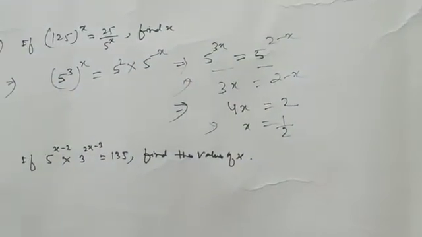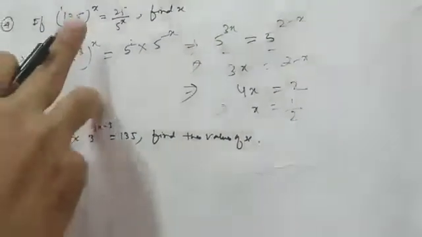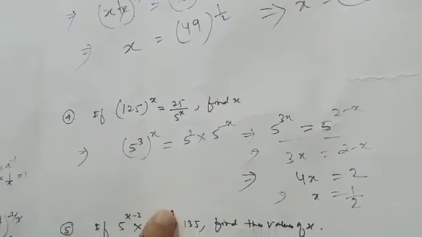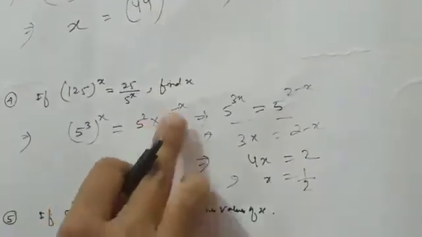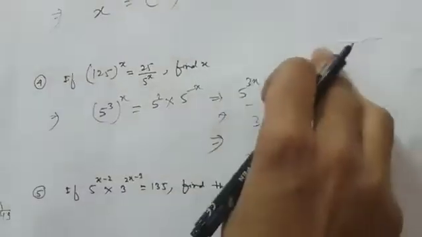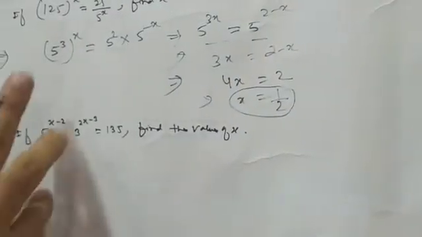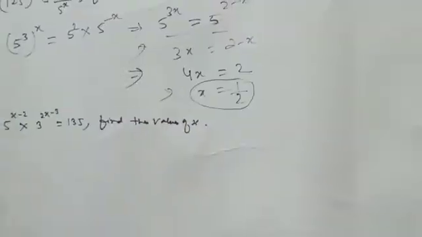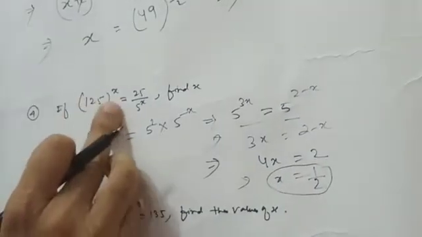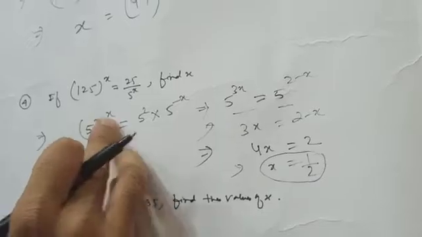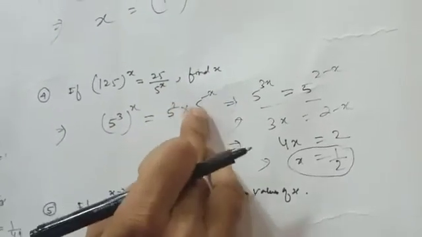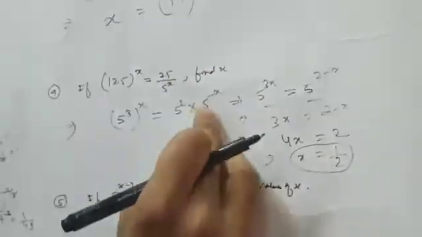Let us check whether it is okay or not. 1 by 2 is coming and we are putting it here. Yes, the value of x is 1 by 2. Again we check it out. For your information dear student, nothing to worry about this. 125, write 5 to the power 3x. 25, write 5 to the power 2. This goes up, 5 to the power minus x. See the property.